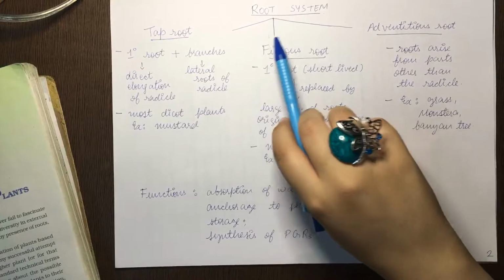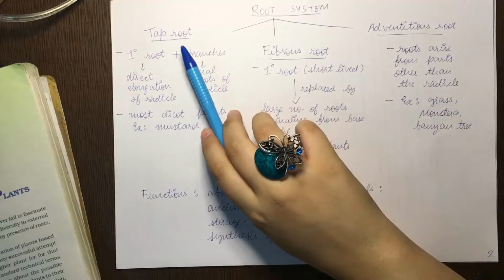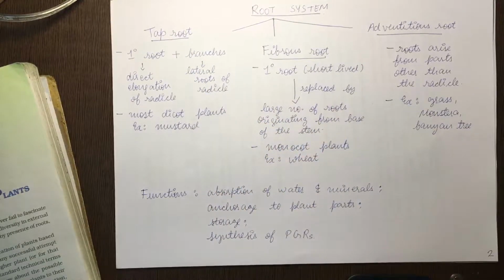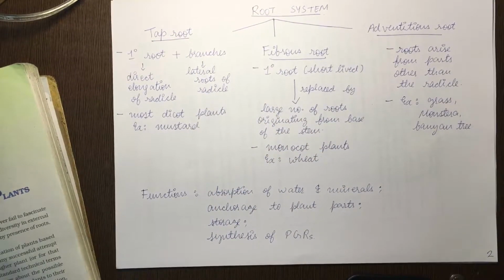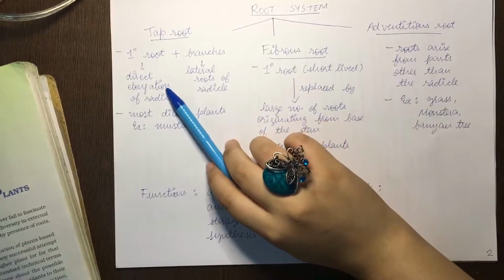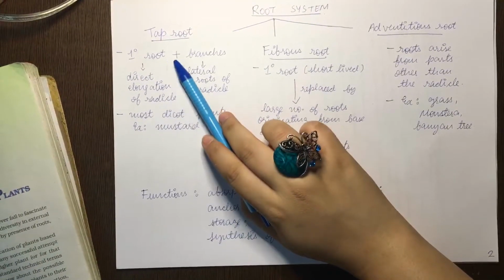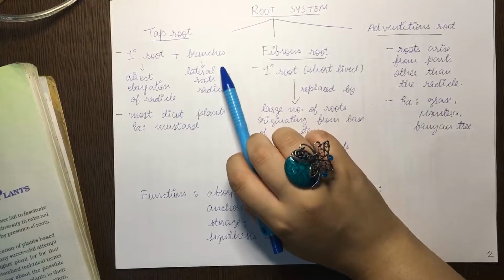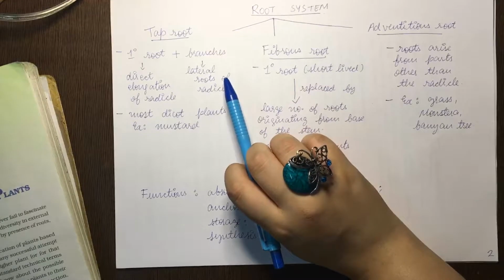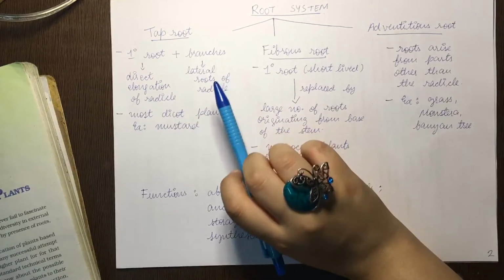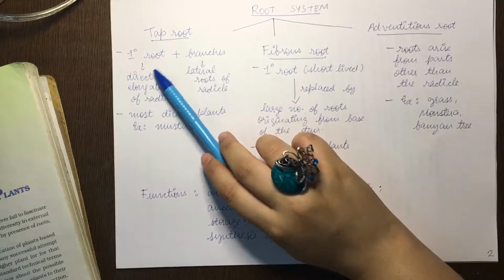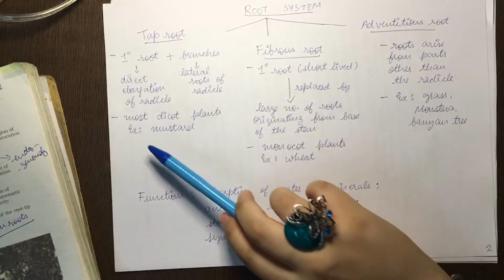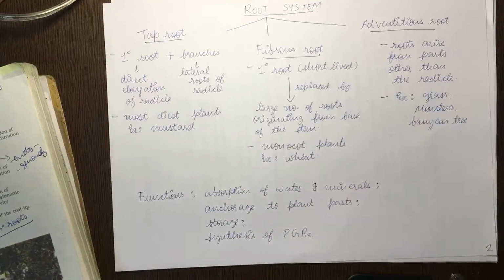Moving on, the root system. First, the taproot. Direct elongation of the radicle leads to the formation of the primary root, which grows inside the soil, and it bears lateral roots of several orders that are referred to as secondary, tertiary, etc. roots. The primary root and its branches constitute the taproot system. And the example, most dicot plants, for example, mustard.